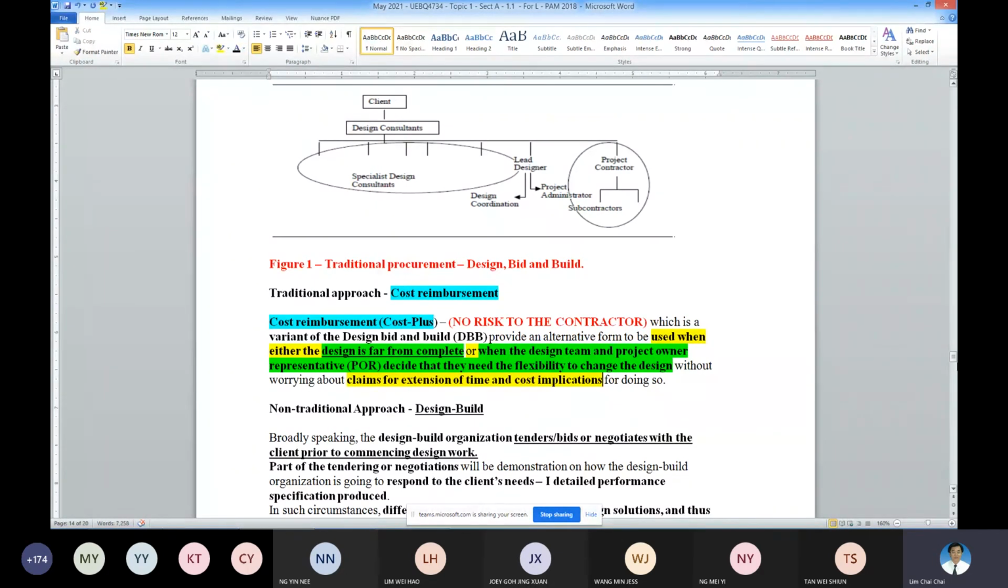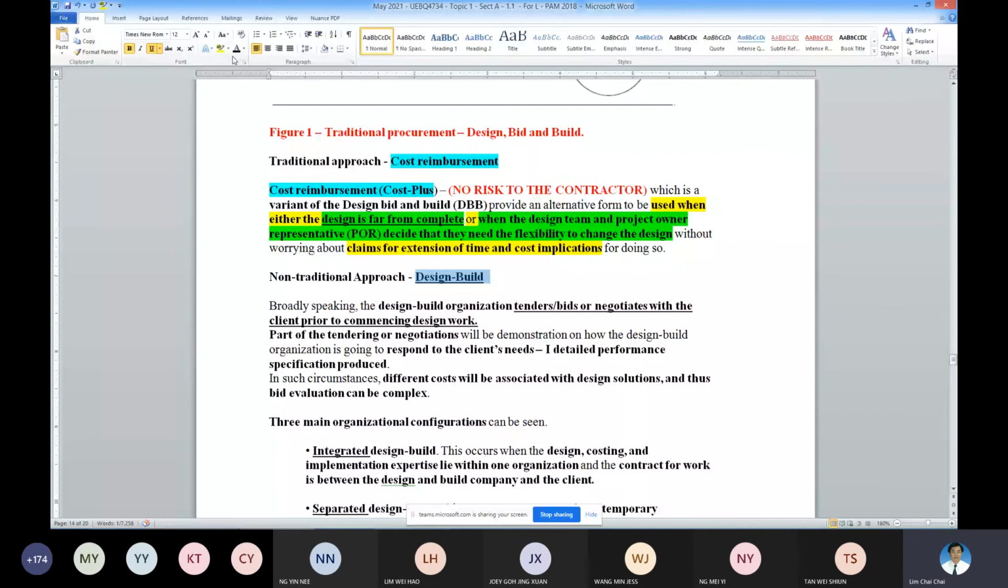Then the next one we go on to design and build. One of the non-traditional ones, the first type is the design and build. Okay, so under the design and build, it means the contractor is taking over the design function. It's called design and build. Design and build organization to carry out this two-in-one. I call these the two-in-one. Negotiate with the client before they carry out the design work.